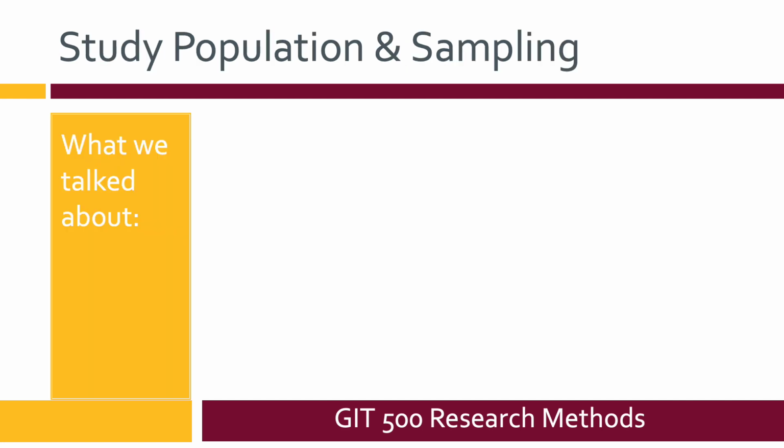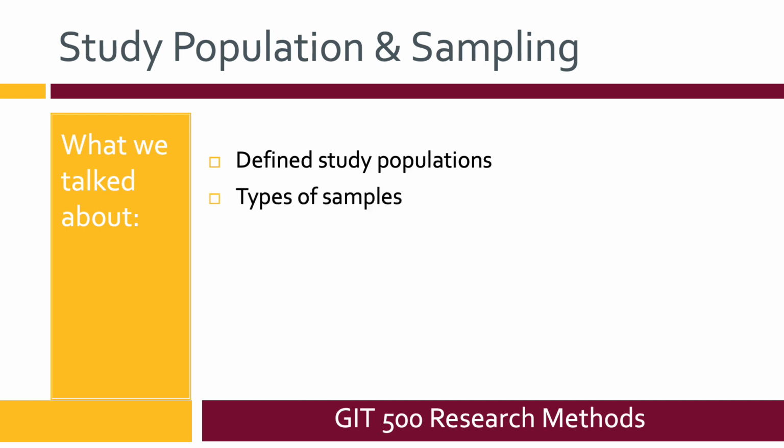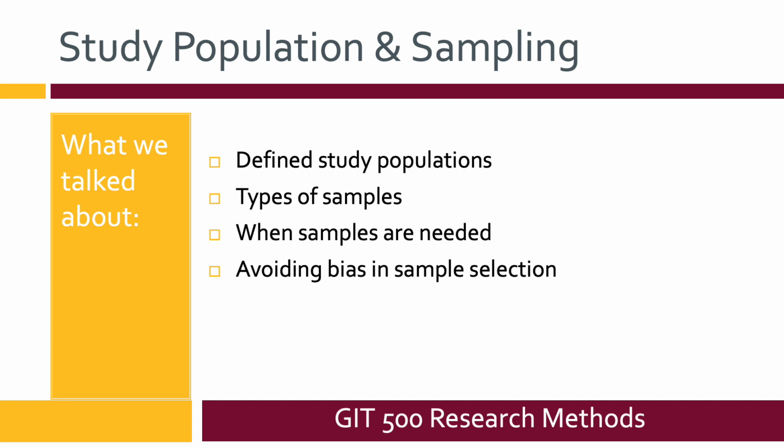In this presentation, we talked about defined study populations and what those are, and then types of samples and what samples really are, and when you need samples, how to avoid bias in selecting a sample, and then really what good sample sizes are.